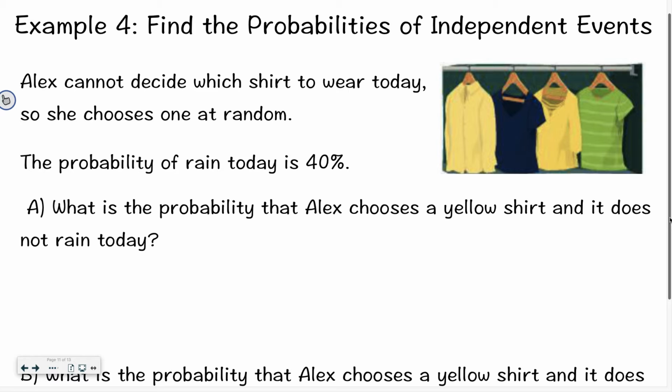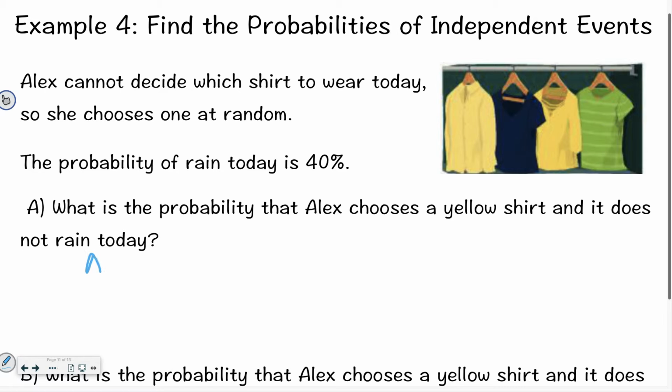Anyways, the second event is the probability of rain today is 40%. Okay? Two totally unrelated things, right? What you wear does not influence the weather whatsoever. So letter A, what's the probability that Alex chooses a yellow shirt and it does not rain today?